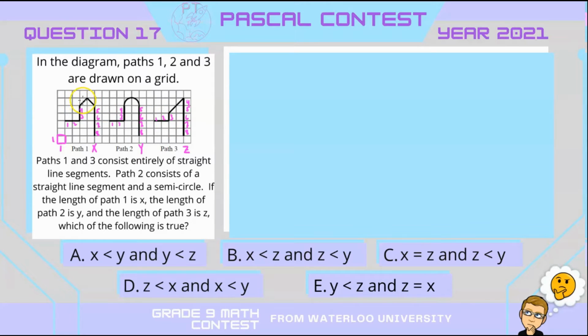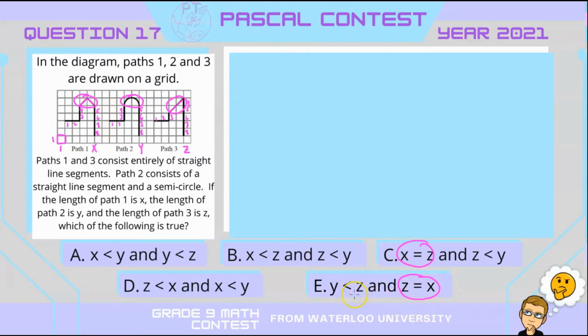So their differences come from these peaks. So let's analyze those peaks. Now in this one, we have two diagonals. And we have two diagonals in z as well. So x and z are actually going to be the same. So that could happen here in C or here in D.